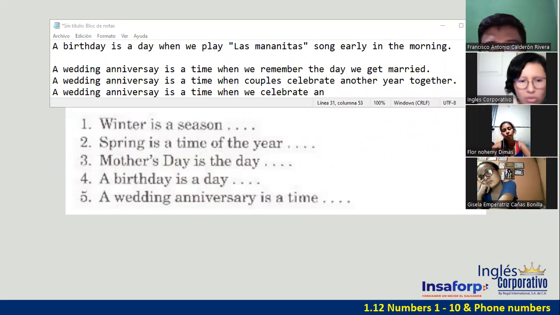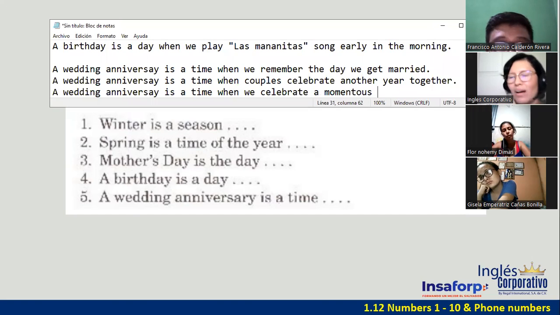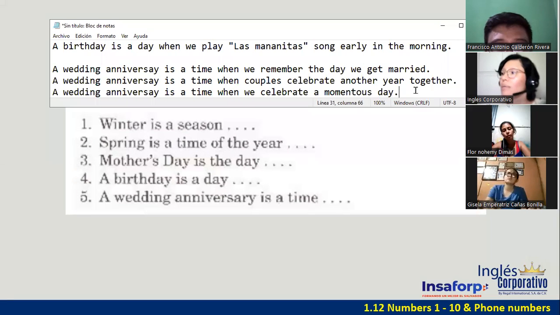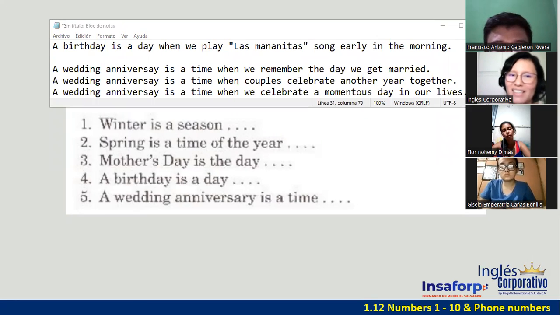Fíjense que no había escuchado nunca esa frase. A momentous occasion. Ah, okay. A momentous. Esa es nueva para mí. Yo le escuché otra cosa porque el otro es momentum. Es impulso en inglés. Momentum. Impulso. Momentous day, me dijo, ¿verdad? In our life. In our lives. Okay. In our lives. Vidas, ¿verdad? Yo estoy haciendo así como en forma general. Excelente. Right. Excellent, guys. Good job.